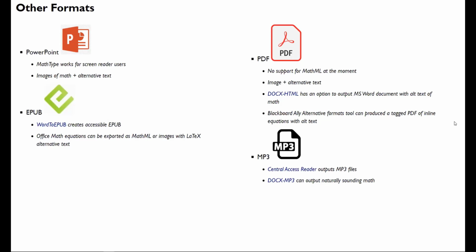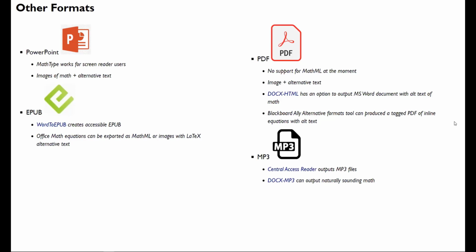PDF does not support MathML at this time, so the best method to make math more accessible in a PDF context is to have an image of math plus alternative text. That bash script that I was showing you earlier that we used at my previous institution, it does have a method for you to output another version of your Word document that you're converting, where it automatically adds descriptive alternative text to the images.